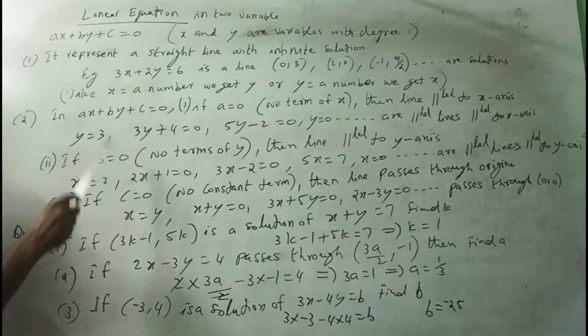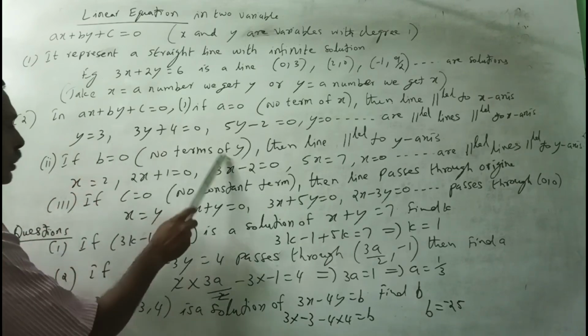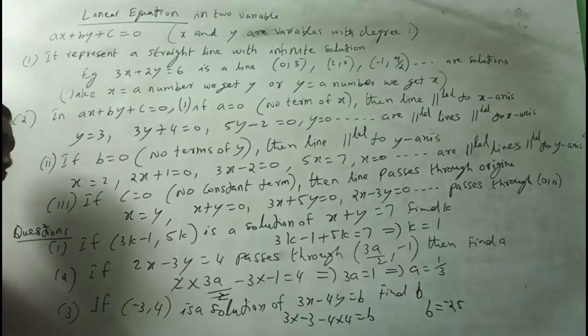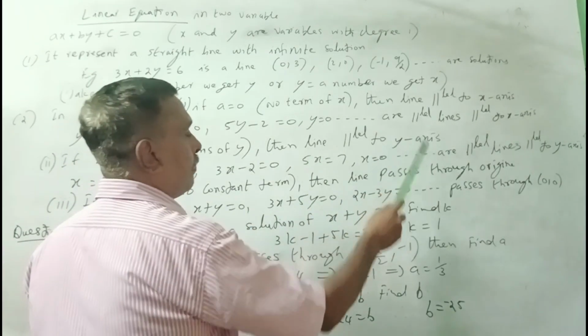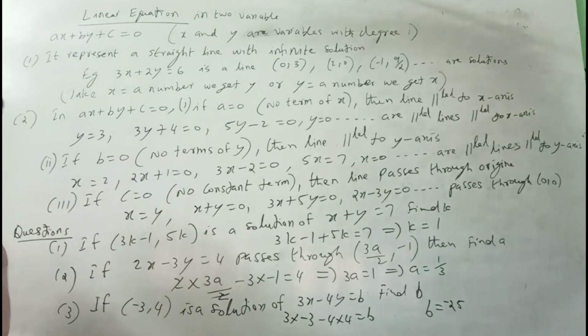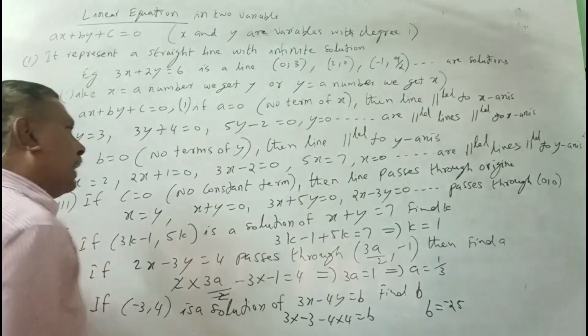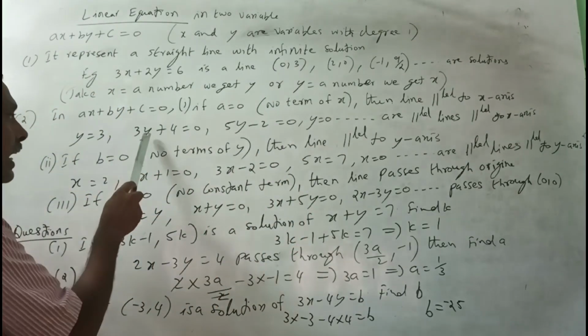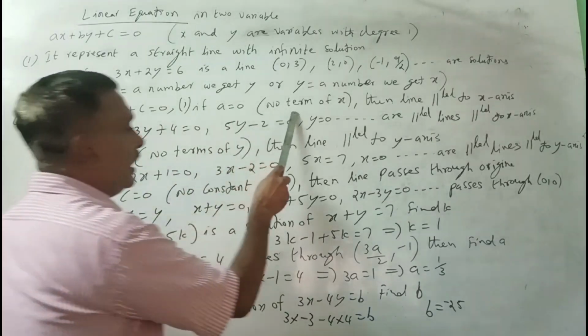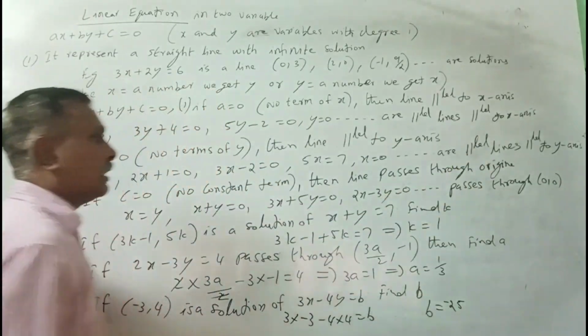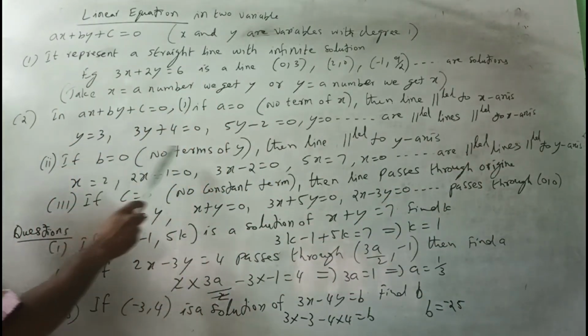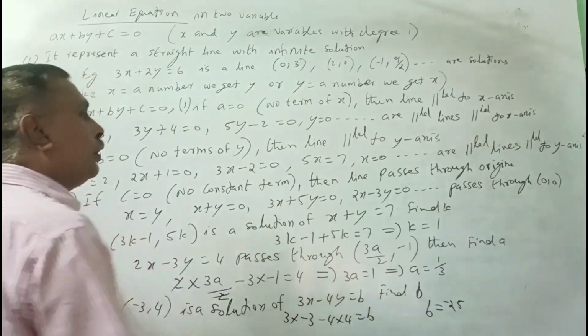Similarly, if b is equal to 0, meaning there is no term of y, then such lines are parallel to the y-axis. The term which is missing, the line will be parallel to that axis. In the previous case, x was missing, so parallel to the x-axis. In this case, y is missing, so parallel to the y-axis.